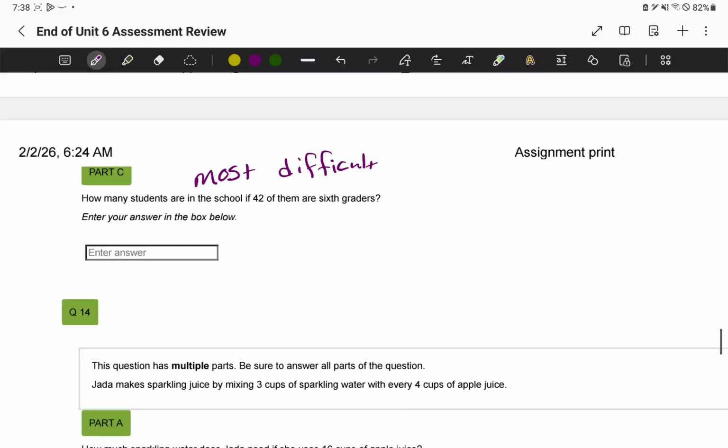Okay, because what everybody is going to want to do is 42 times 2/7. But this says there are 42 in 6th grade. So this means we already did 42, this 2/7. So it's 2/7 times the number of students, and we got 42. So we have to go backwards. We are looking for x.